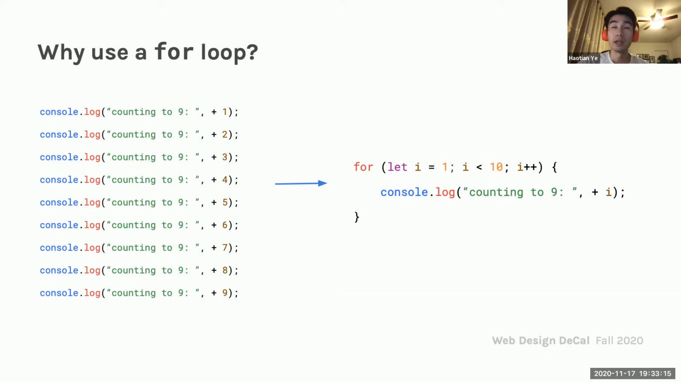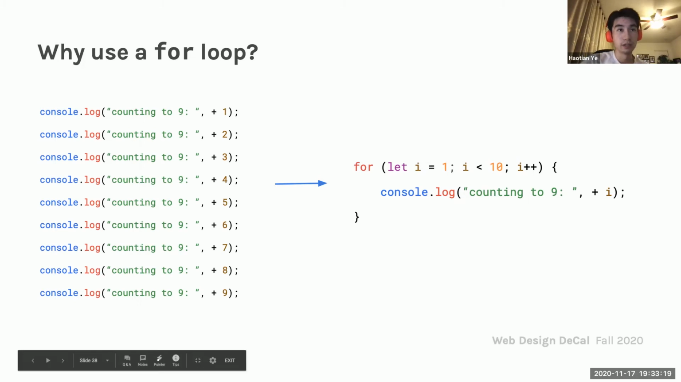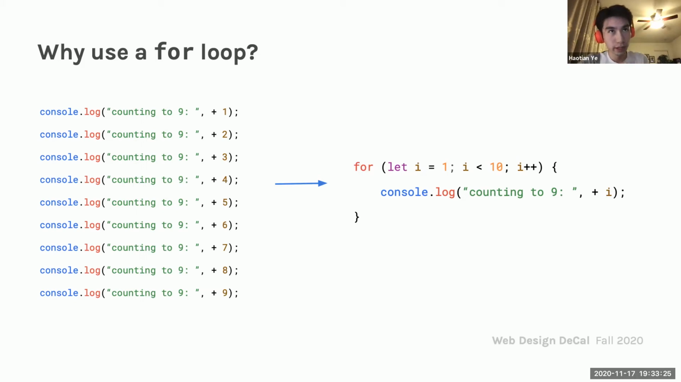So why use a for loop? Essentially, the code on the left side runs the same as the code on the right side. Here we have 9 lines of code, which is okay, I could do 9 lines. But if you want to run something 100 or 1,000 times, you're not going to write the same line of code 1,000 times. That's crazy.